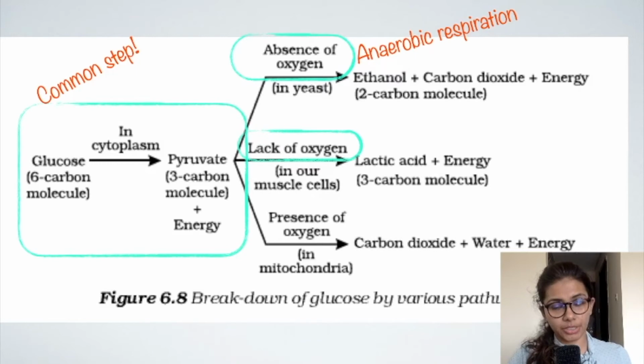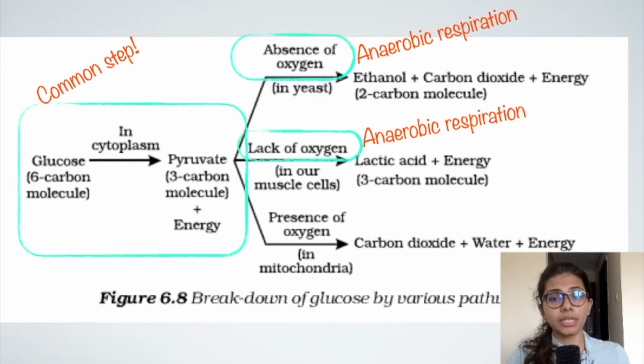Anaerobic respiration. And where does this occur? In our muscle cells, right? When oxygen supply is low in our muscle cells, pyruvate is broken down via anaerobic respiration to give rise to lactic acid and some more energy, right?